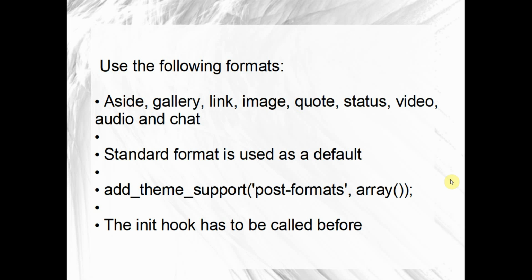So in order to add post formats to your theme, you have to use add_theme_support, and you have to put the hook post-formats, and then an array with the formats that you want to use. So for example, aside, gallery, link, image, quote, and so on.